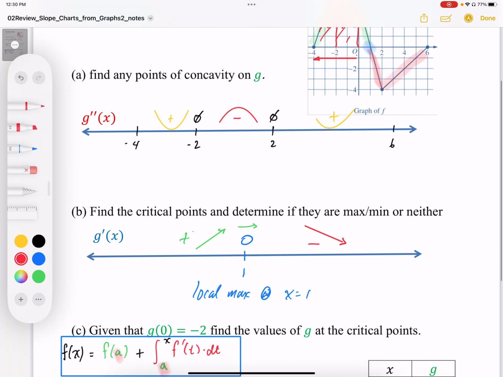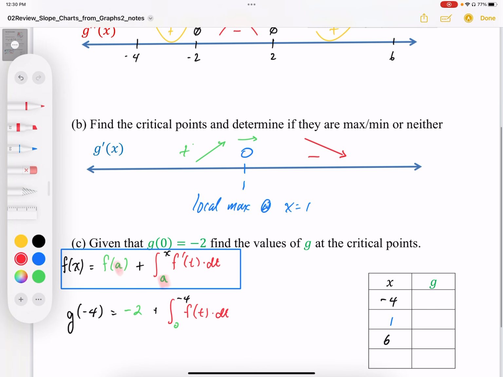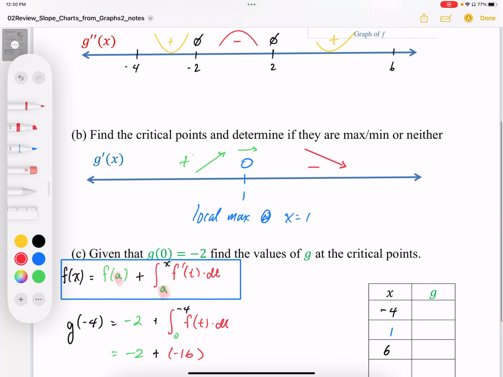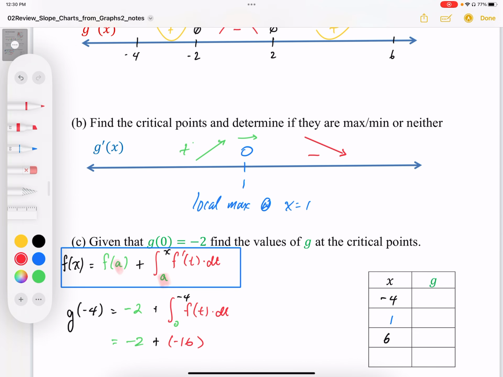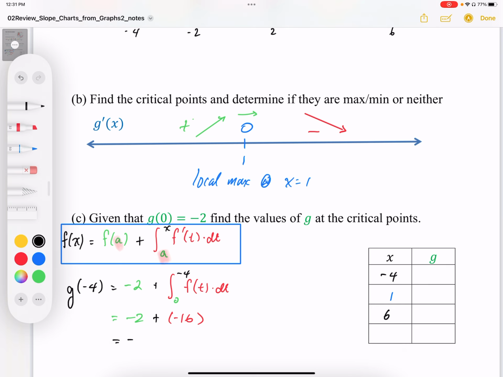So starting at 0, we went that way. So that's our displacement. So we're going to end up with -2 plus that displacement of -16. Just double checking that. That's -16. So the y coordinate works out to be, the g of -4 works out to be -18.